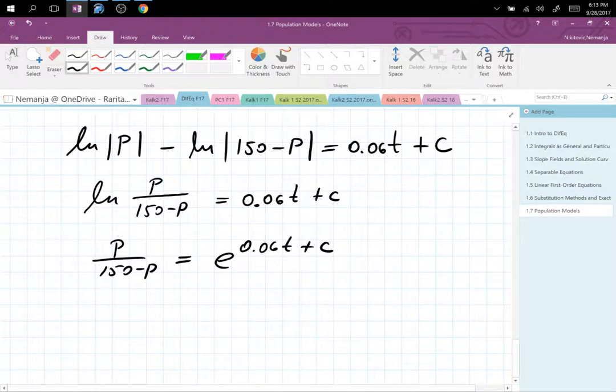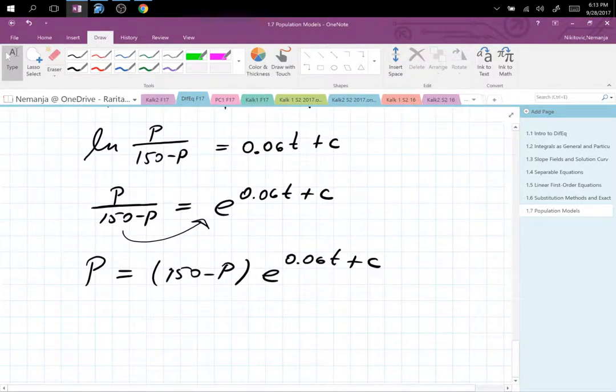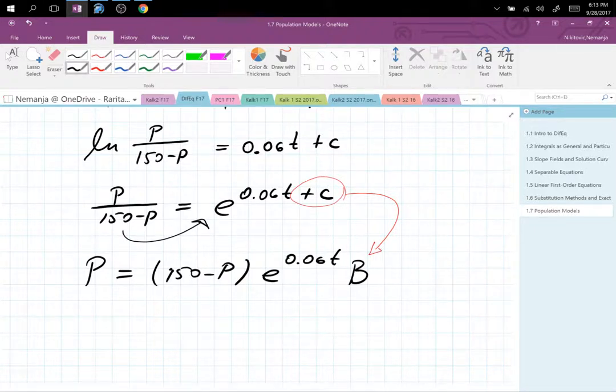So now you need to solve this for P, right? Because it has to be population equal everything else, which means that now this guy multiplies there. So P is equal to (150 minus P) times e to the 0.06t plus C. I can actually break off this plus C, and what they use? They use B, whatever. I'm just going to circle this plus C and point down to B so you know what it is.